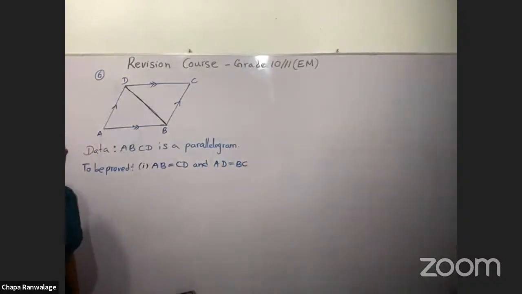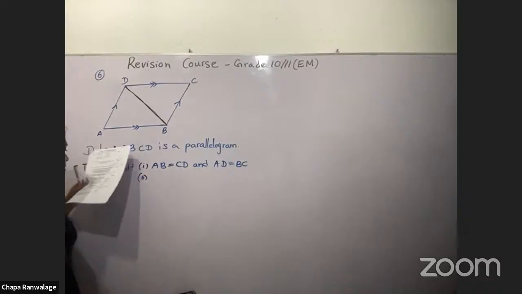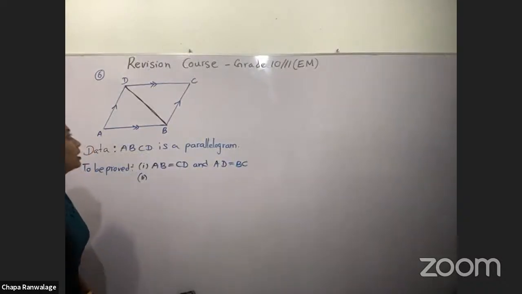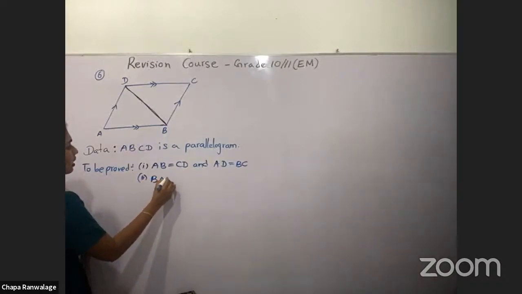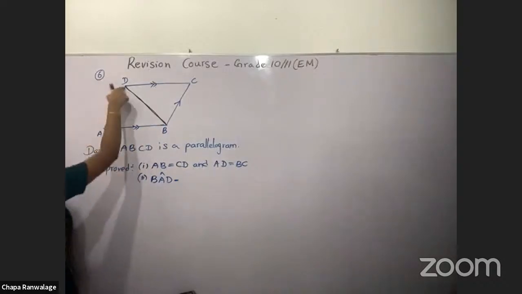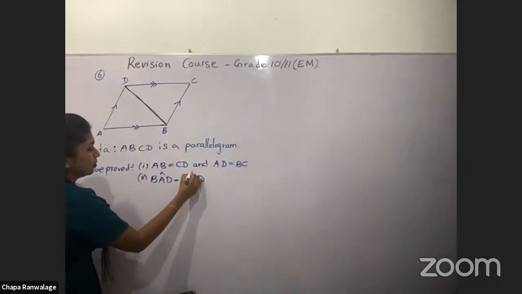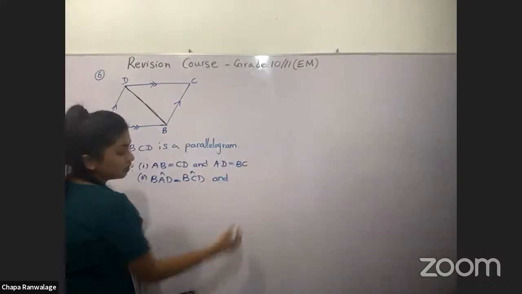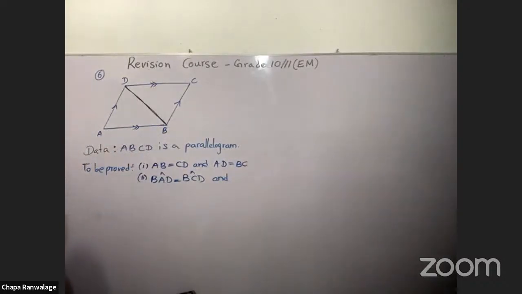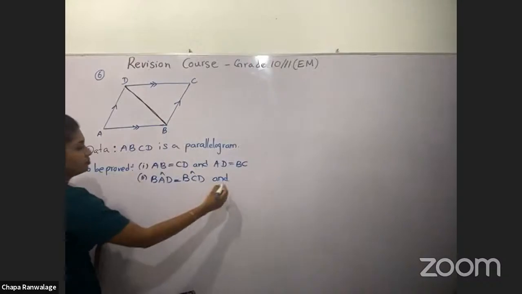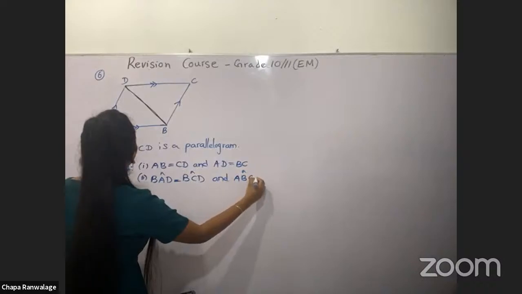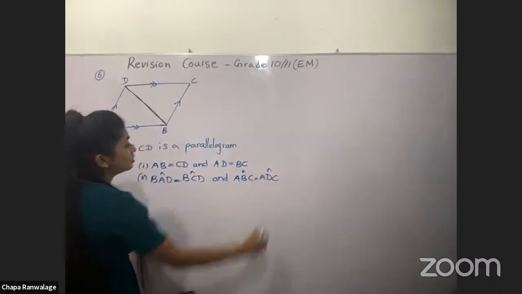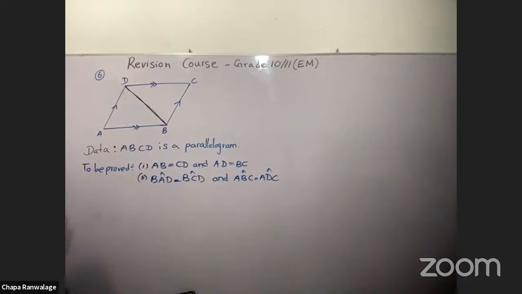Right? First one. Then the second one, the opposite angles of a parallelogram are equal. How can we prove it? You can say angle BAD equals angle BCD, and what else? Angle ABC equals angle ADC. You have to prove both.